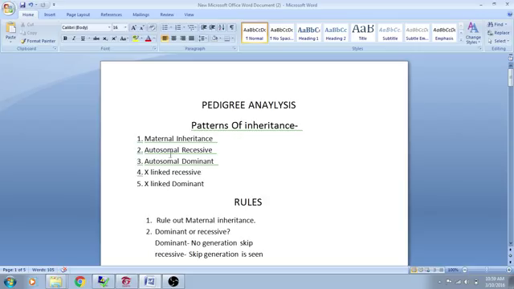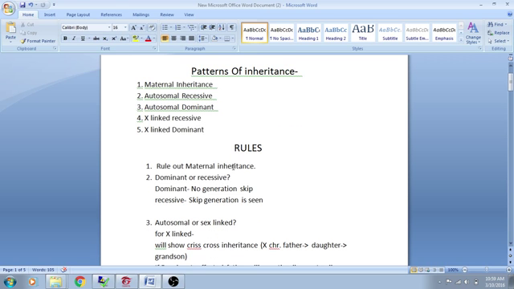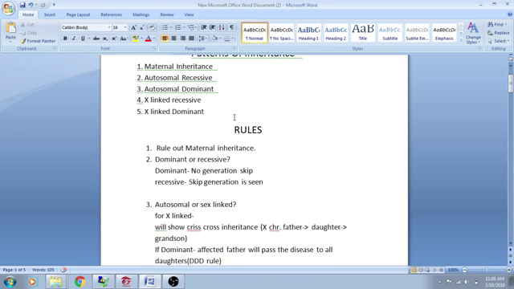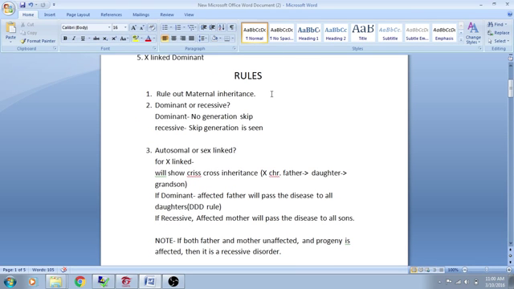These are all basics: autosomal recessive, autosomal dominant, X-linked recessive, and X-linked dominant. So what is the pattern you have to follow while considering pedigree analysis questions? The first thing you have to check for is maternal inheritance. If you see maternal inheritance, that means the affected mother is passing the disease to all the offspring.